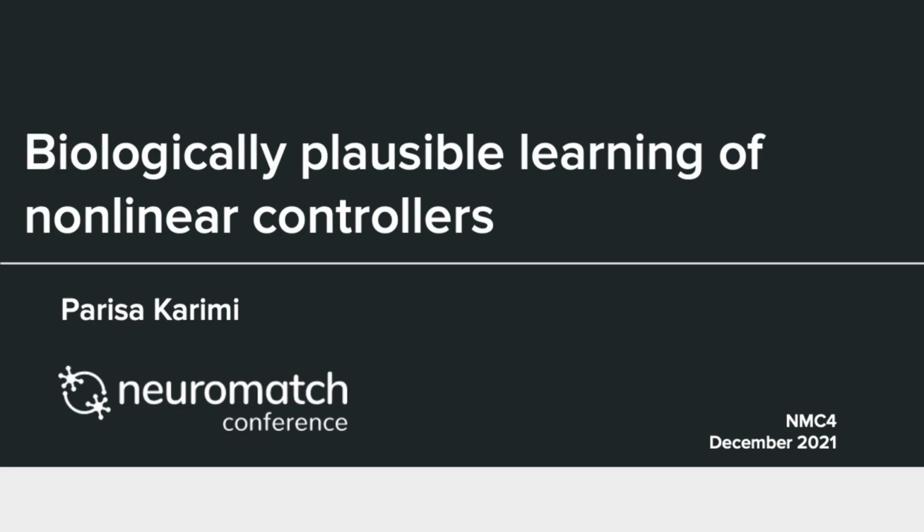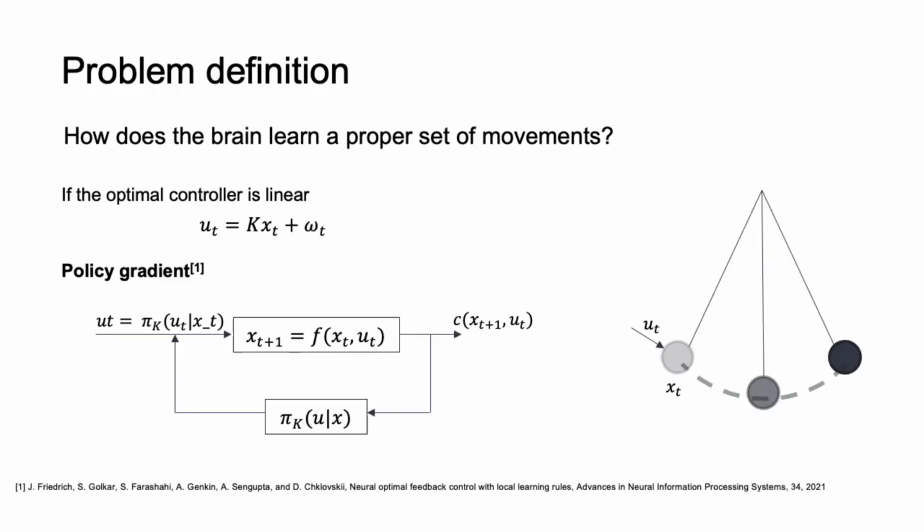Hi everyone. So in this presentation, I'm going to talk about our proposed algorithm for non-parametric biologically plausible learning of nonlinear controllers. The problem that we are trying to solve here is to understand how the brain learns to execute proper movements. For example, one may look at a pendulum and try to learn the optimal input in order to take the pendulum from any initial point to a target point and keeping it there.